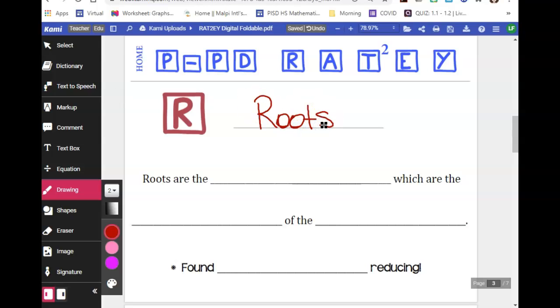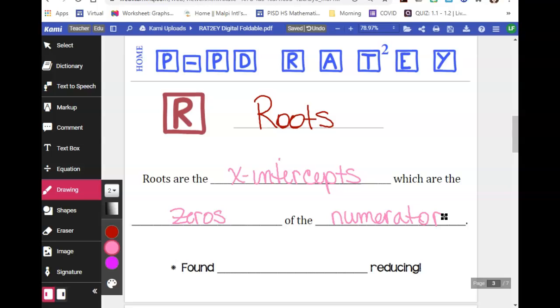So I want you to think of the other words that we know for roots. They kind of come up in the description here. So our roots are the x-intercepts, which are the zeros of the numerator. So they are the zeros of the whole function, but when you think about the fact that you have factors in the numerator and denominator, the zeros of the numerator are the actual zeros of the function.